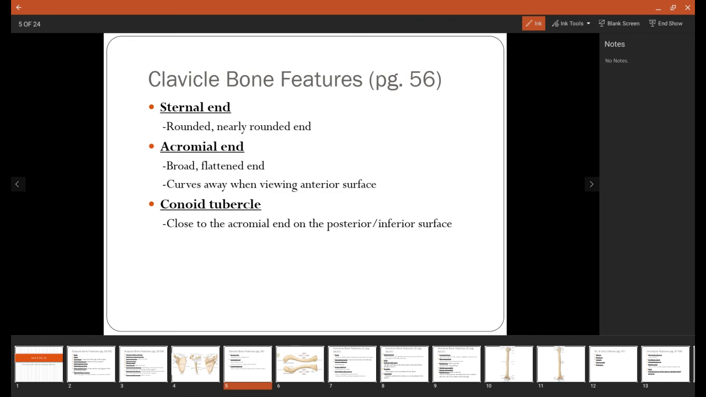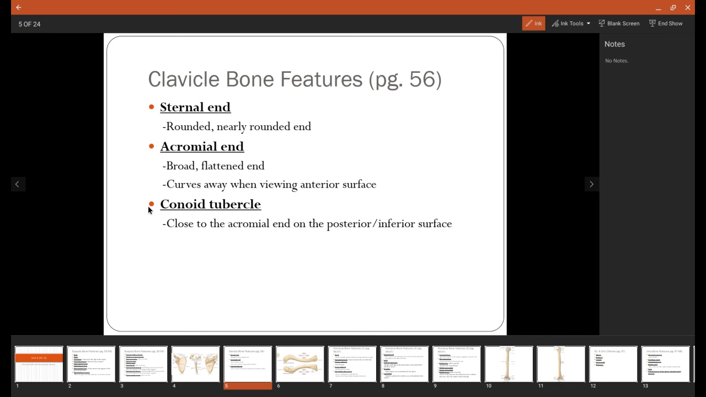Moving on to the clavicle, this is the anatomically correct way to say the collarbone. It will have two ends: the sternal end, which will be more round, and it's found on the medial side of the bone as it comes into contact with the sternum, whereas the acromial end is going to be flatter and more broad, and this is going to be found on the lateral side, and it's going to be coming into contact with the acromion of the scapula.